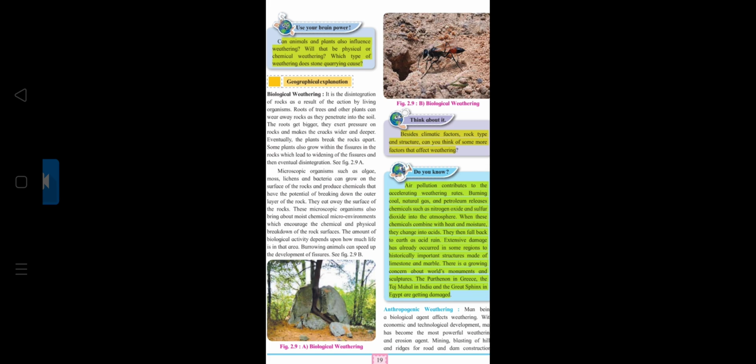So in the next class we are going to talk about different types of weathering. Here they are covering biological weathering and anthropogenic weathering. I will give you all some more details and talk about some more different types of weathering. Mechanical physical weathering is one topic. The other topic I'll be talking about is chemical weathering again, and I will also talk about the effects of weathering.